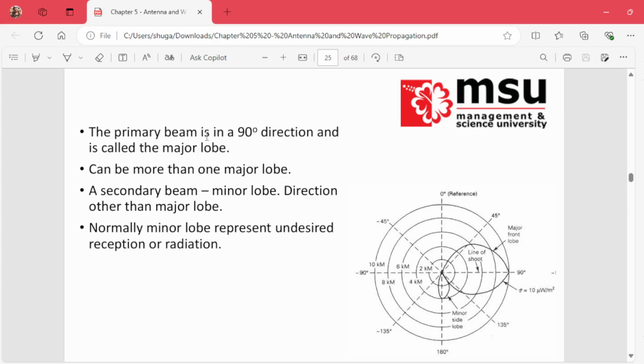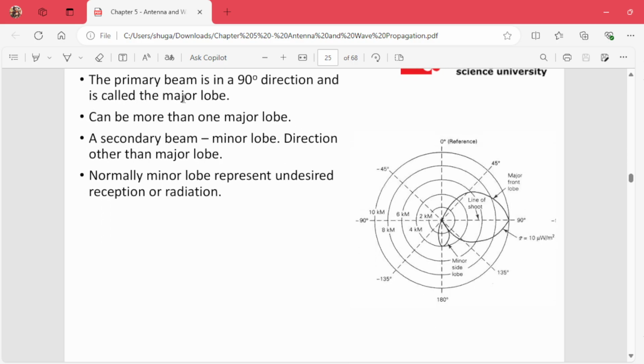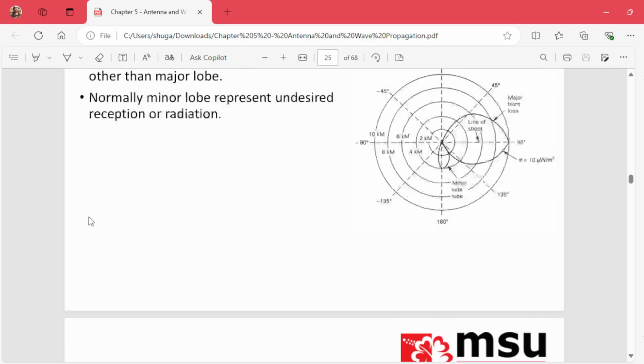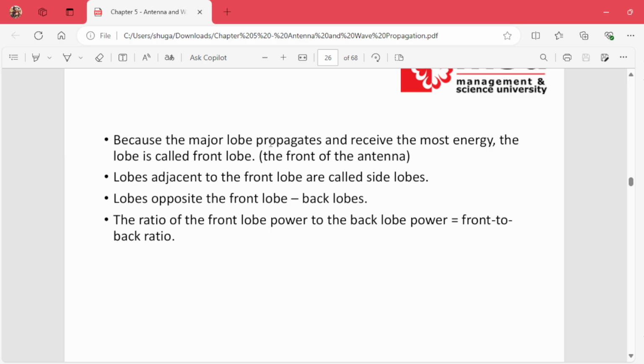So the primary beam is in the line of 90 degrees direction, as you can see from the diagram, and it is called the major lobe. There can be more than one major lobe. A secondary beam, the minor lobe, is in a direction other than the major lobe, and normally the minor lobe represents an undesired reception or radiation, the thing that we do not want. Because the major lobe propagates and receives the most energy, it is called the front lobe, the front of the antenna.